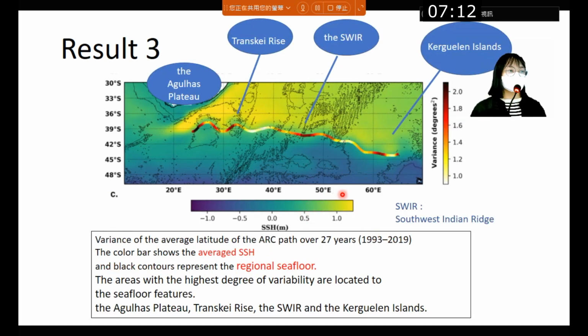And here is result 3. We mark the four places in the dark one. Here is the Agulhas Plateau, and this is the Conrad Rise. And here is the SWIR. SWIR is the Southwest Indian Ridge. And here is the Kerguelen Islands. And the four different places show the regional seafloor.